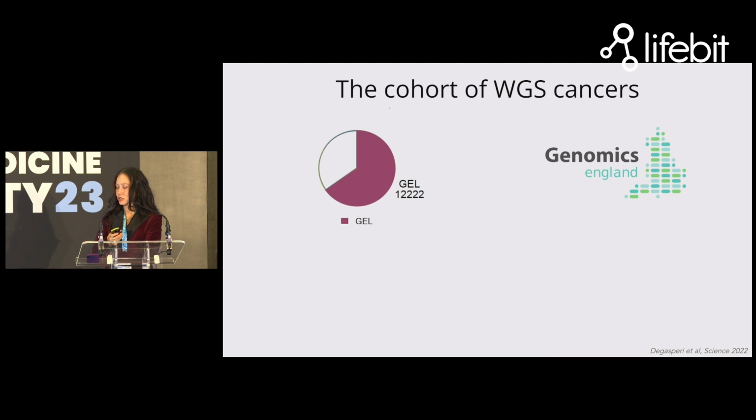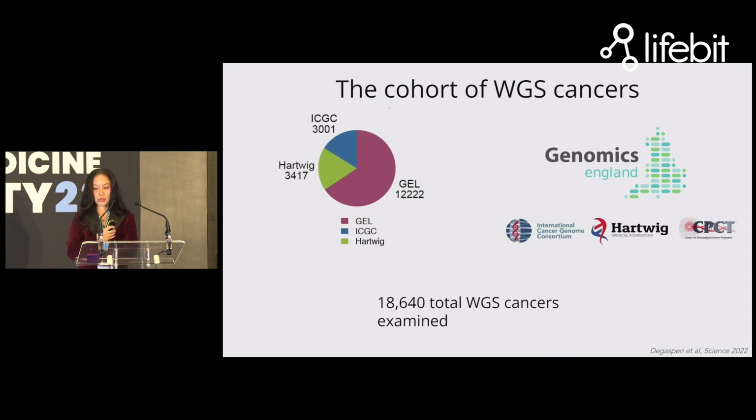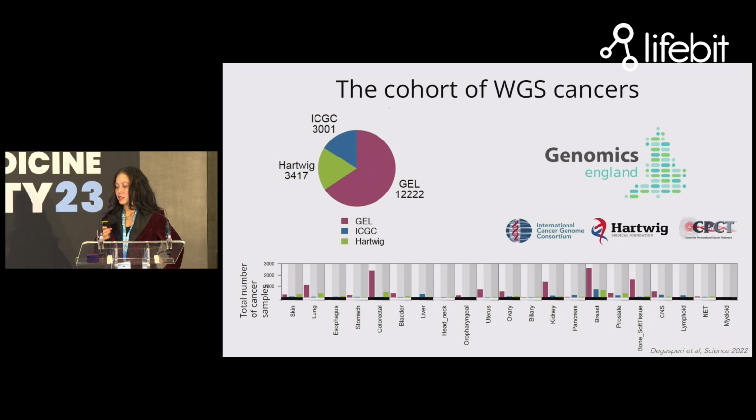So 12,000 cancers from Genomics England. We also had the very fortunate set of samples that had been released in the public from ICGC and Hartwig. Critical, because if you find something in GEL, you can validate it instantly in the other 6,000 cancers. And this is sort of the spectrum of cancers we've examined, right? Right across the board, many different adult, mainly, cancers. And really what I want you to see is the purple bar, which is the Genomics England bar, which hits the thousands, which is very unusual.